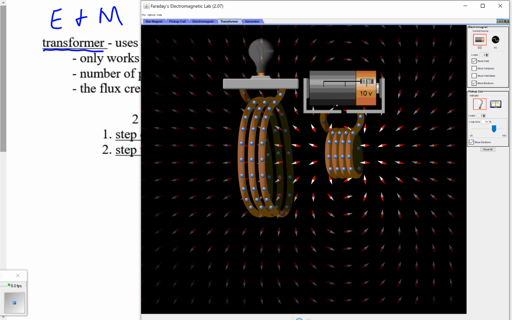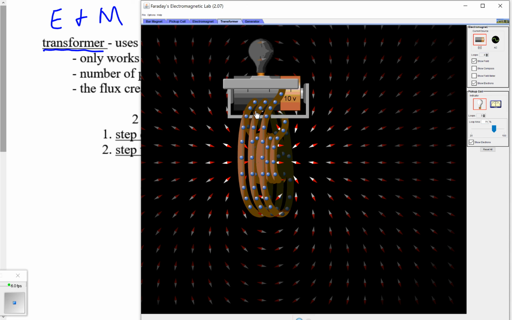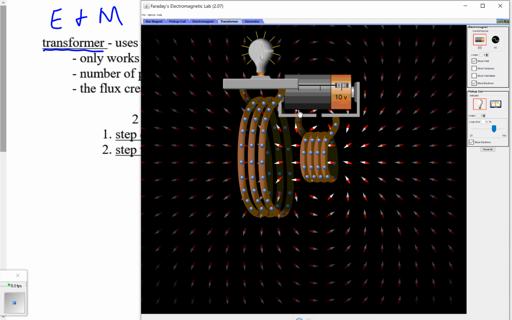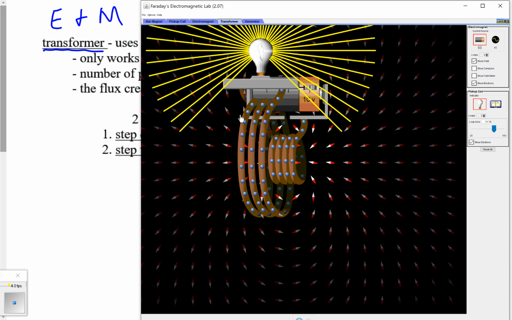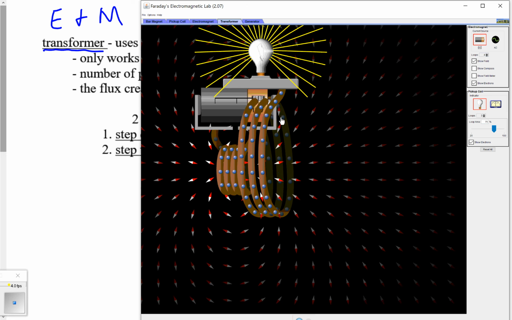So you've got two coils in this transformer, a primary coil and a secondary coil. If you notice, there is nothing going on in the secondary coil. The electrons are stationary. The light bulb is not lit. There's no current. There's no potential. But if I grab this primary coil and start to move it, what happens? Well, we get a light bulb and it's starting to light.